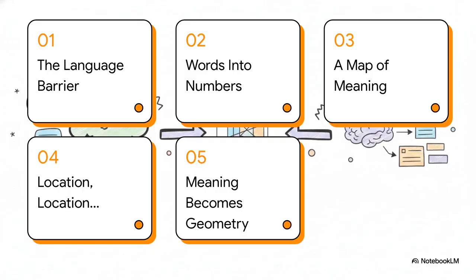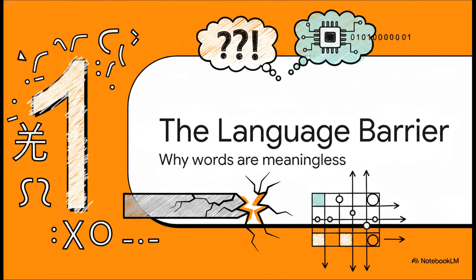So here's our game plan for today. We'll start with the basic problem, what we're calling the language barrier. Then we'll see how to turn words into numbers. After that, the really cool part: we'll create a map of meaning, figure out how to handle word order, and finally get to this profound idea that meaning itself is actually a form of geometry. Okay, let's dive right into our first section, the language barrier.